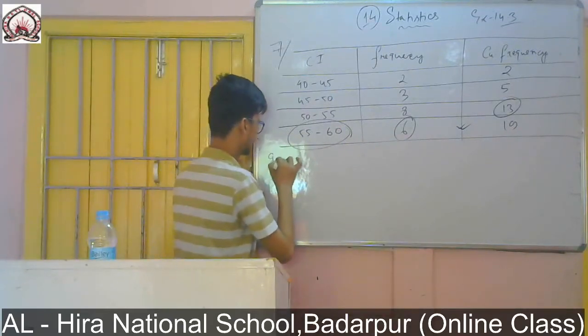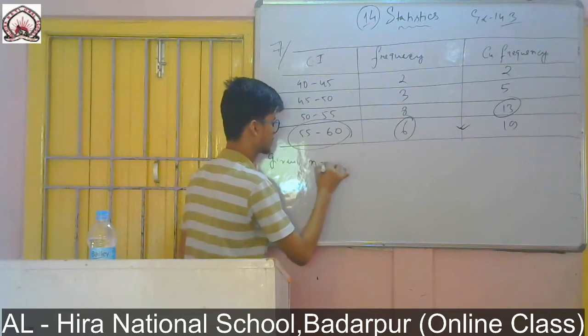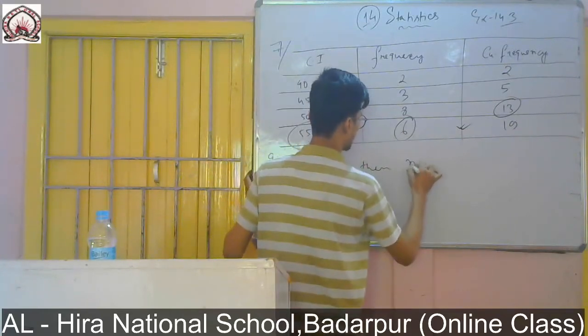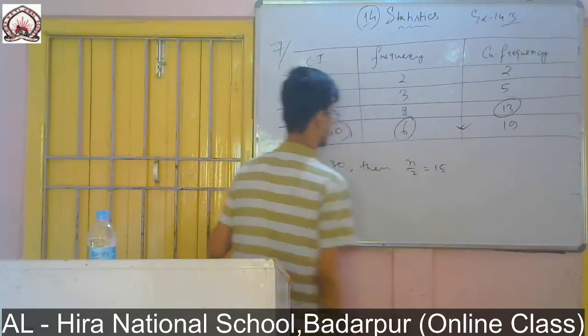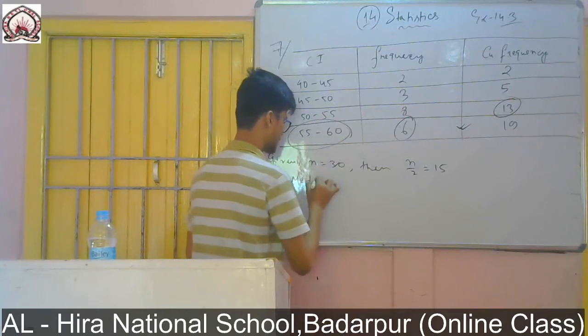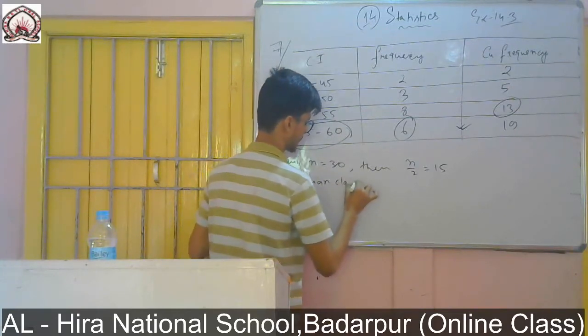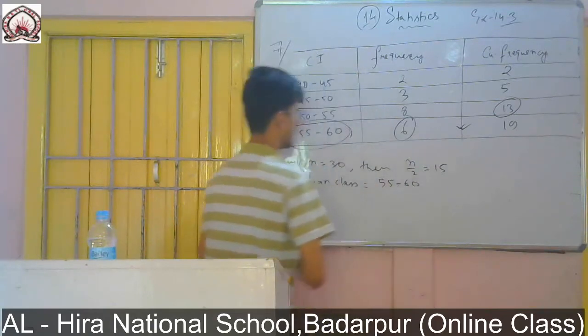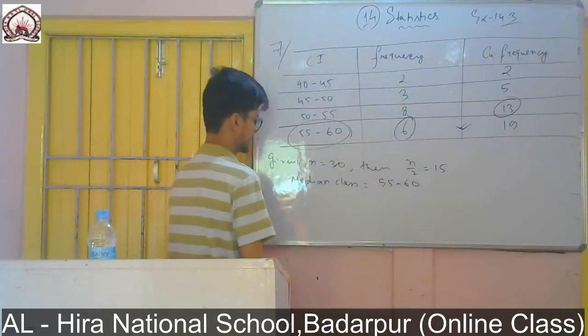So given n equals 30, n by 2 equals 15. Therefore, the median class equals 55 to 60. Median class 55 to 60.